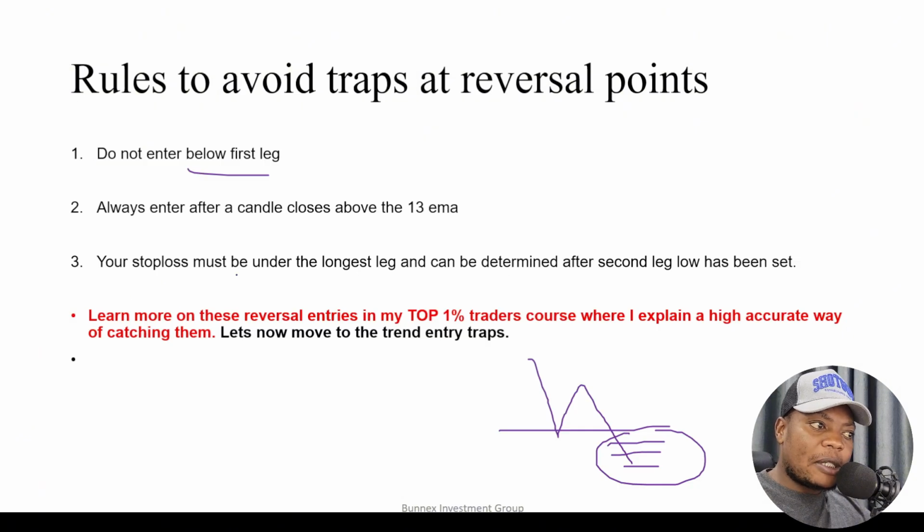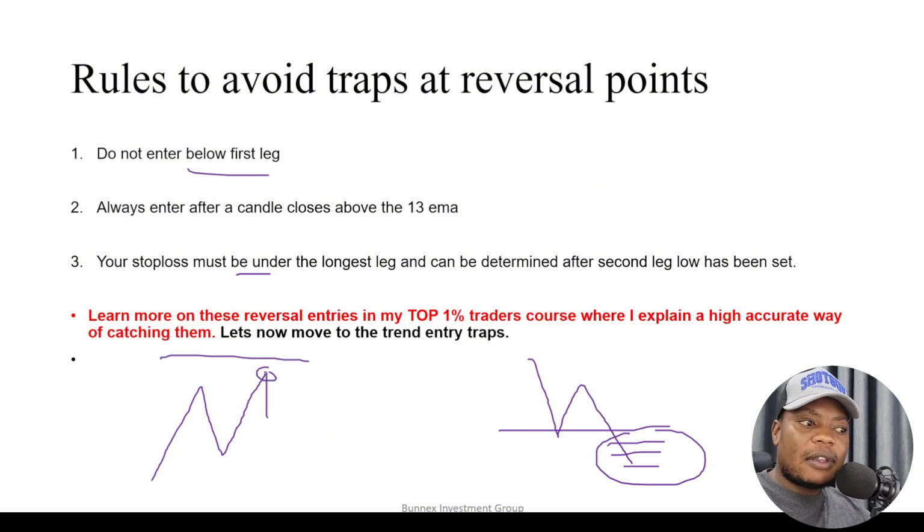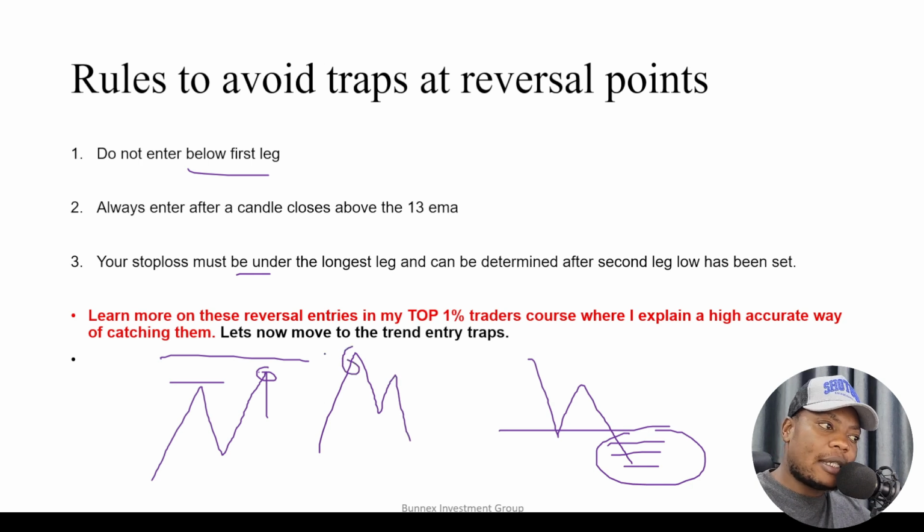So your stop loss must be beyond the longest leg and can be determined after the second leg low has been set. Meaning that if we have 2 legs like this, we need to have the levels of those 2 legs set for us to determine the rightful point of stop loss. And the stop loss will be placed above the longest leg. In this case, this is the highest leg, this one is higher than this one. Therefore, we are going to use this one as our reference for our stop loss. In some other cases, you'd find that we'll have something like this, and this being higher, you will actually use that as our reference point.